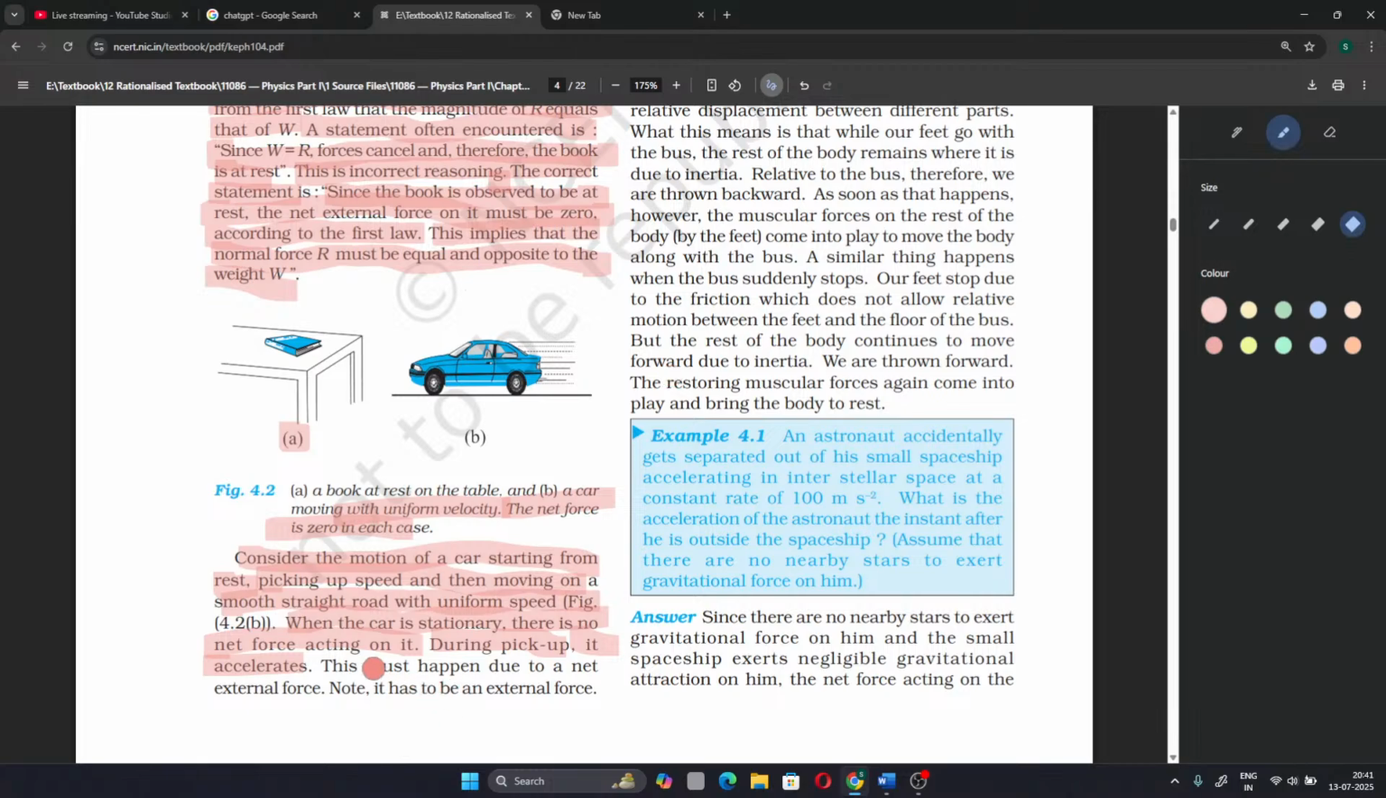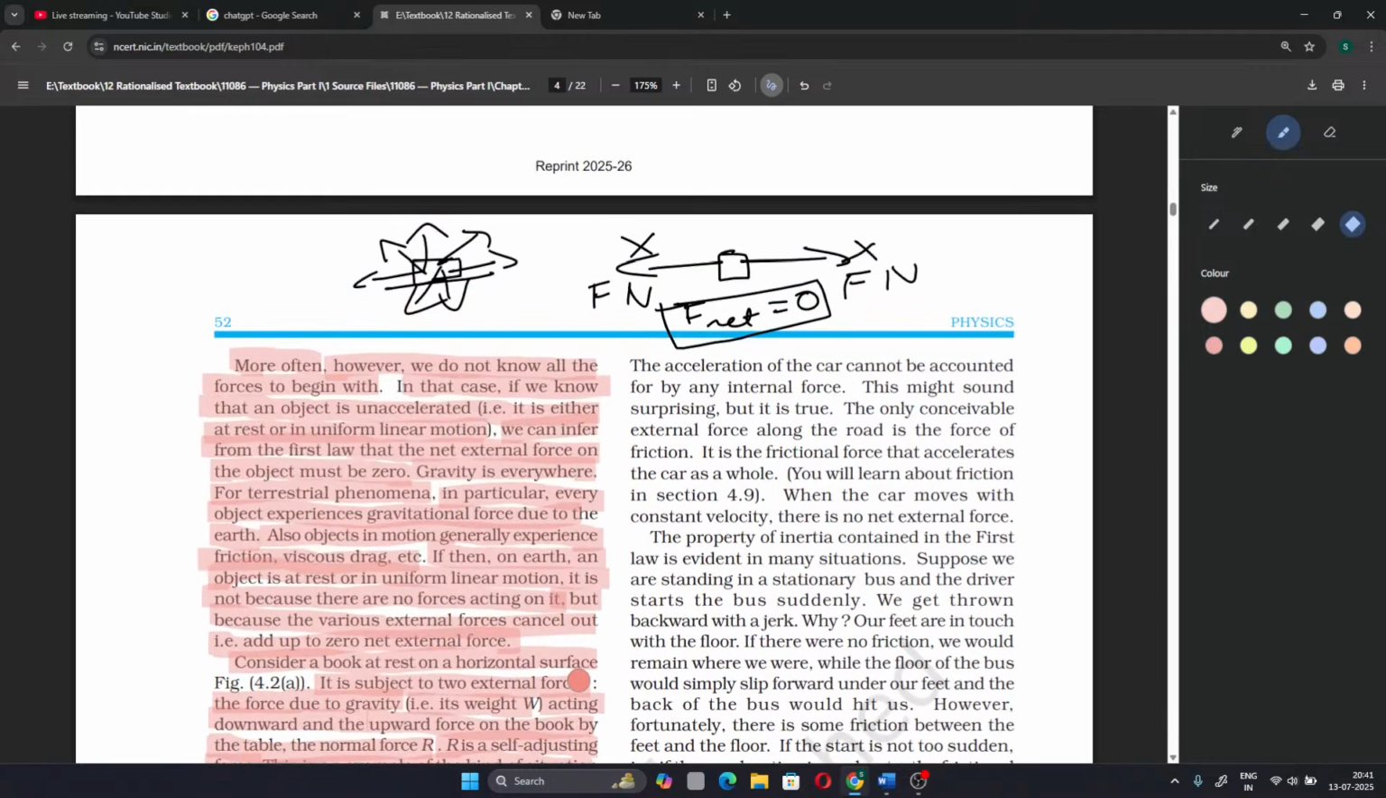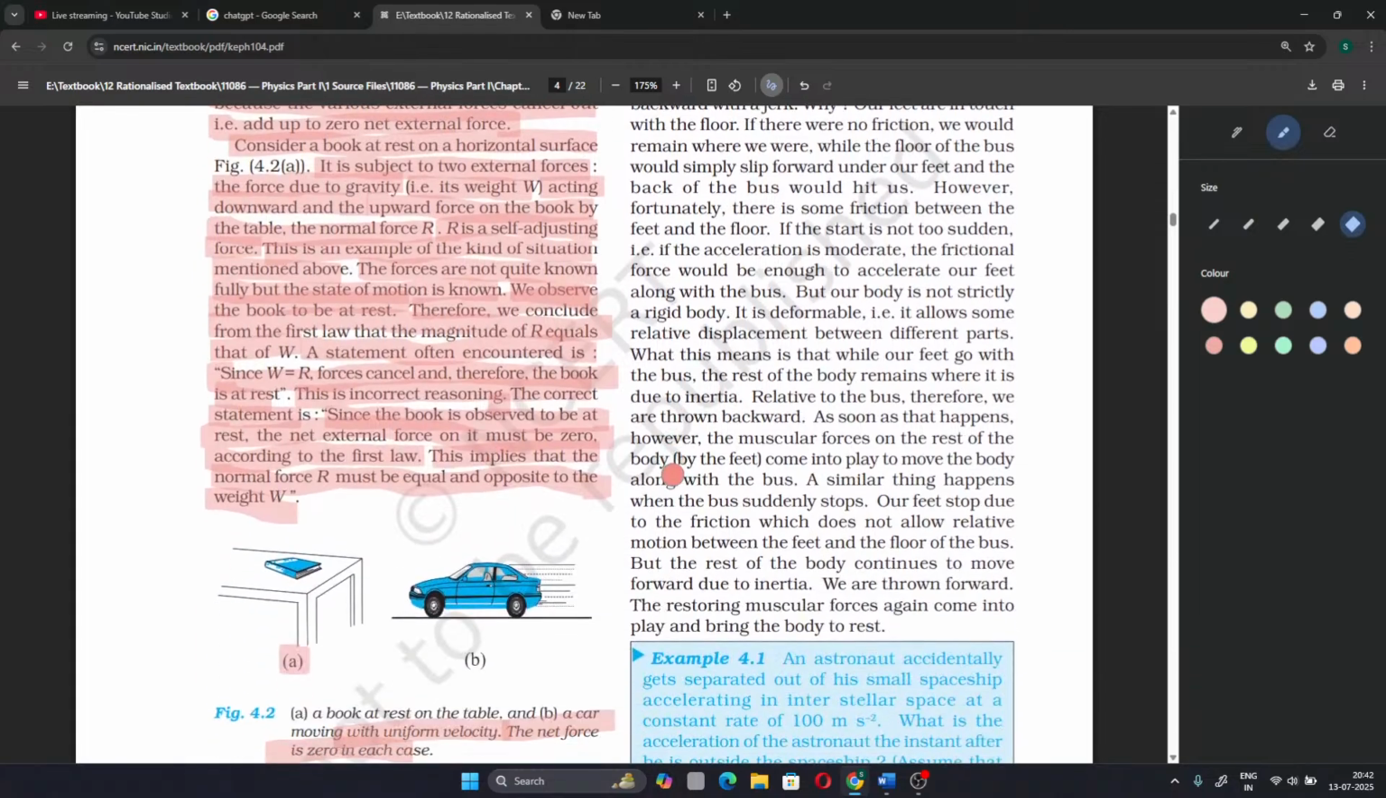Then what we can assume is this must happen. This acceleration is happening due to a net external force. Notice it must be an external force. The acceleration of a car cannot be accounted for by any internal force. They're saying the acceleration of the car is due to an external force. It's not due to an internal force.